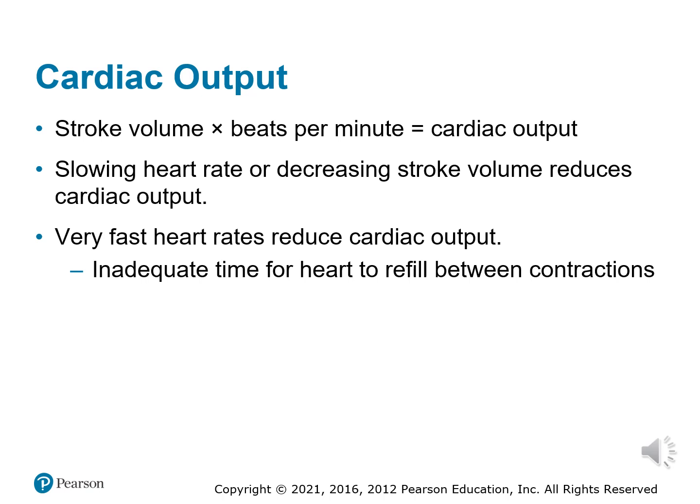Next, we'll talk about cardiac output. The first one is stroke volume. Stroke volume times beats per minute equals cardiac output. Then a slowing of the heart rate or decreasing stroke volume reduces that cardiac output. Very fast heart rates also reduce cardiac output, because there is inadequate time for the heart to refill between the contractions.